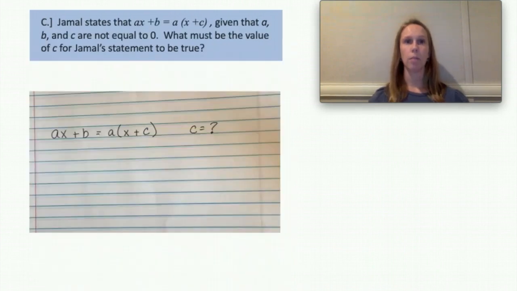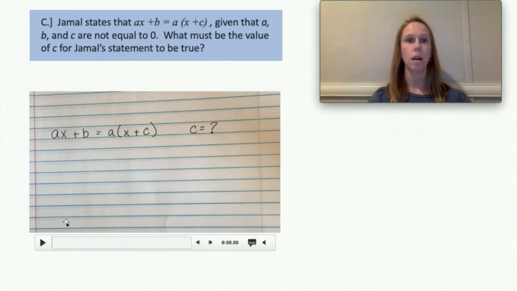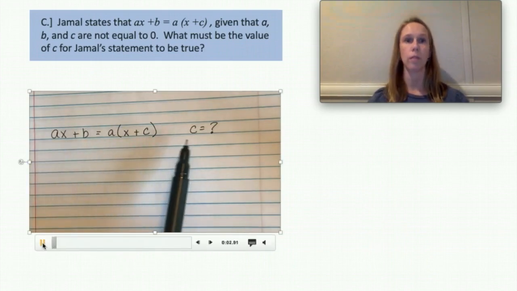The next problem is Jamal states that a times x plus b is equal to a times the quantity x plus c. Given that a, b, and c are not equal to 0, so none of my variables can be 0, what must be the value of c for Jamal's statement to be true? So this one looks a little bit trickier, but we're going to use the same exact procedure and the same terminology. It's just now we've replaced the numbers with variables, but all the properties will still work the same.